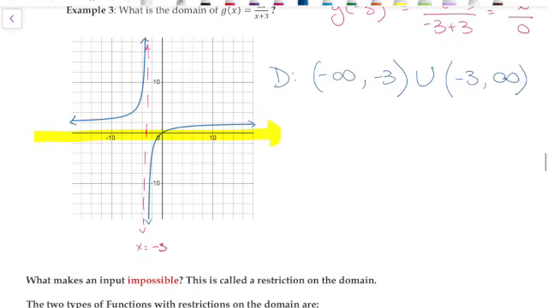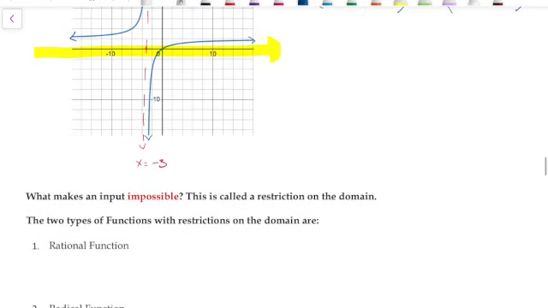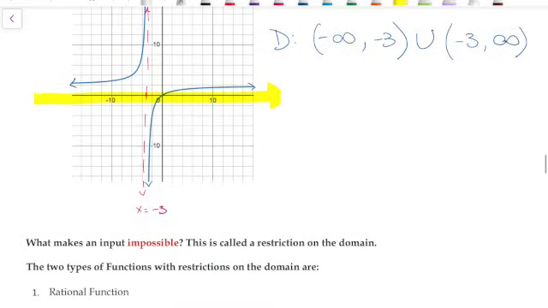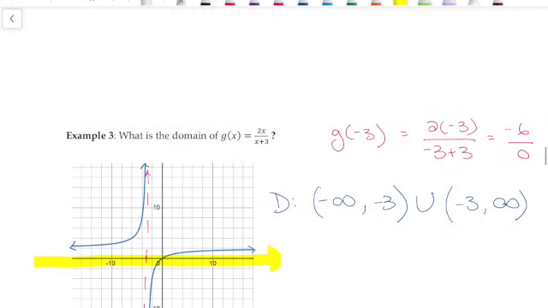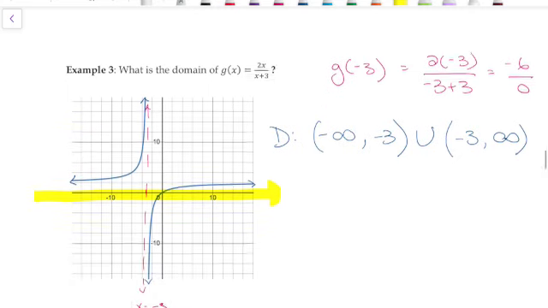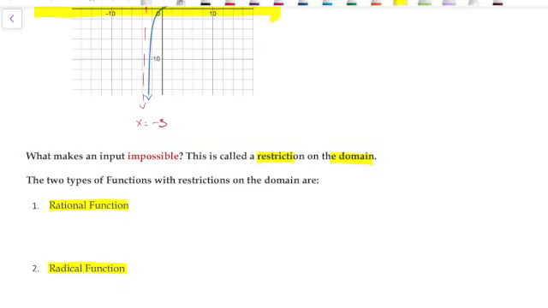All right, so what makes an input impossible? This was an impossible input, right? Negative 3. Couldn't do it. So think about it. If an input is impossible, what we call it technically is a restriction on the domain. There are two types of functions we're going to see in here with restrictions on the domain. They are rational functions and radical functions. This is a rational function. And a radical function, I'll show you what that looks like too.